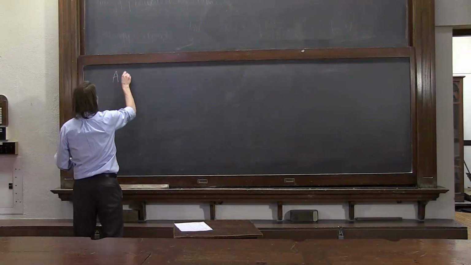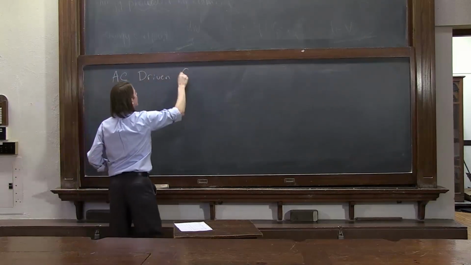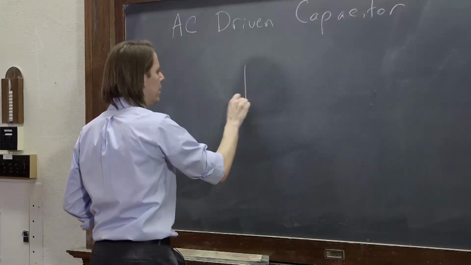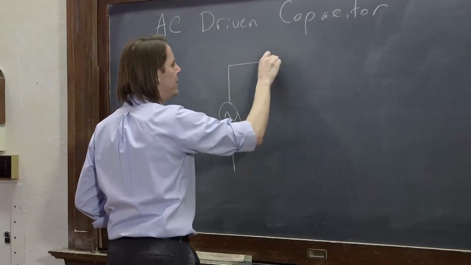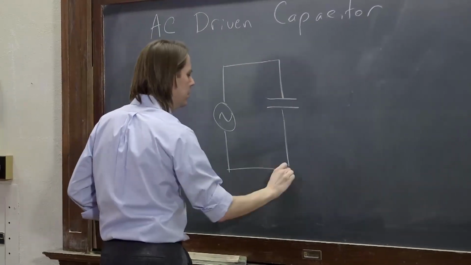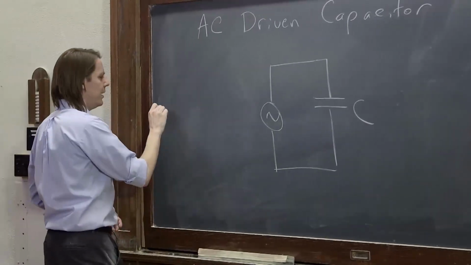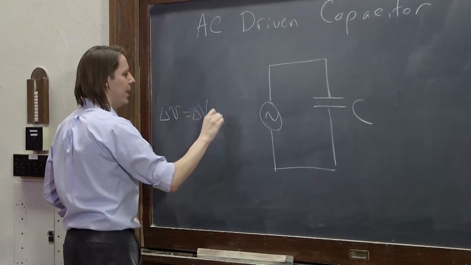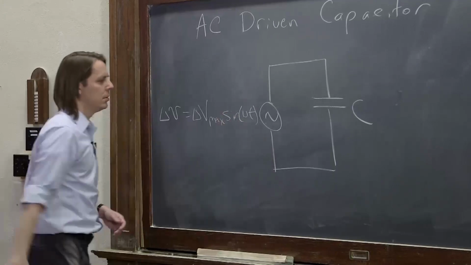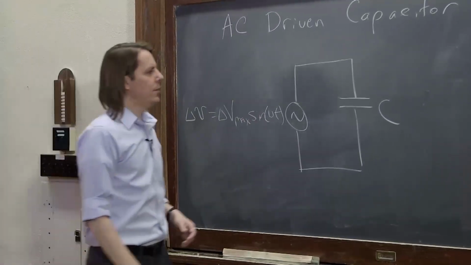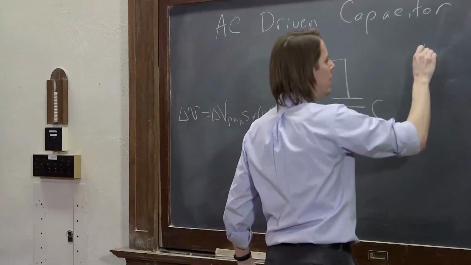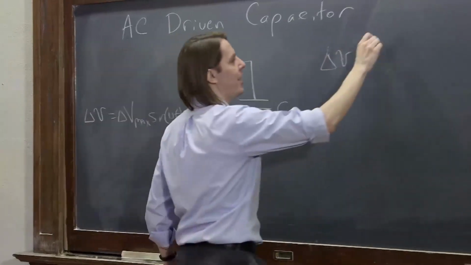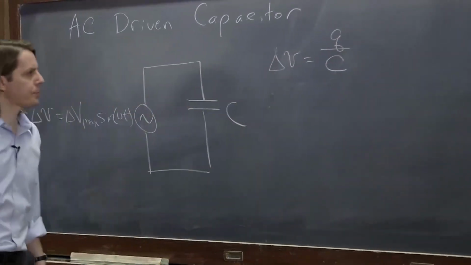Now we will consider an AC driven capacitor. So again, we have our little AC supply right across the capacitor C, and the little oscillating voltage is delta V max sine omega t. Okay, well, the delta V we're applying across the capacitor, we know has to be equal to the charge on the capacitor over its capacitance.